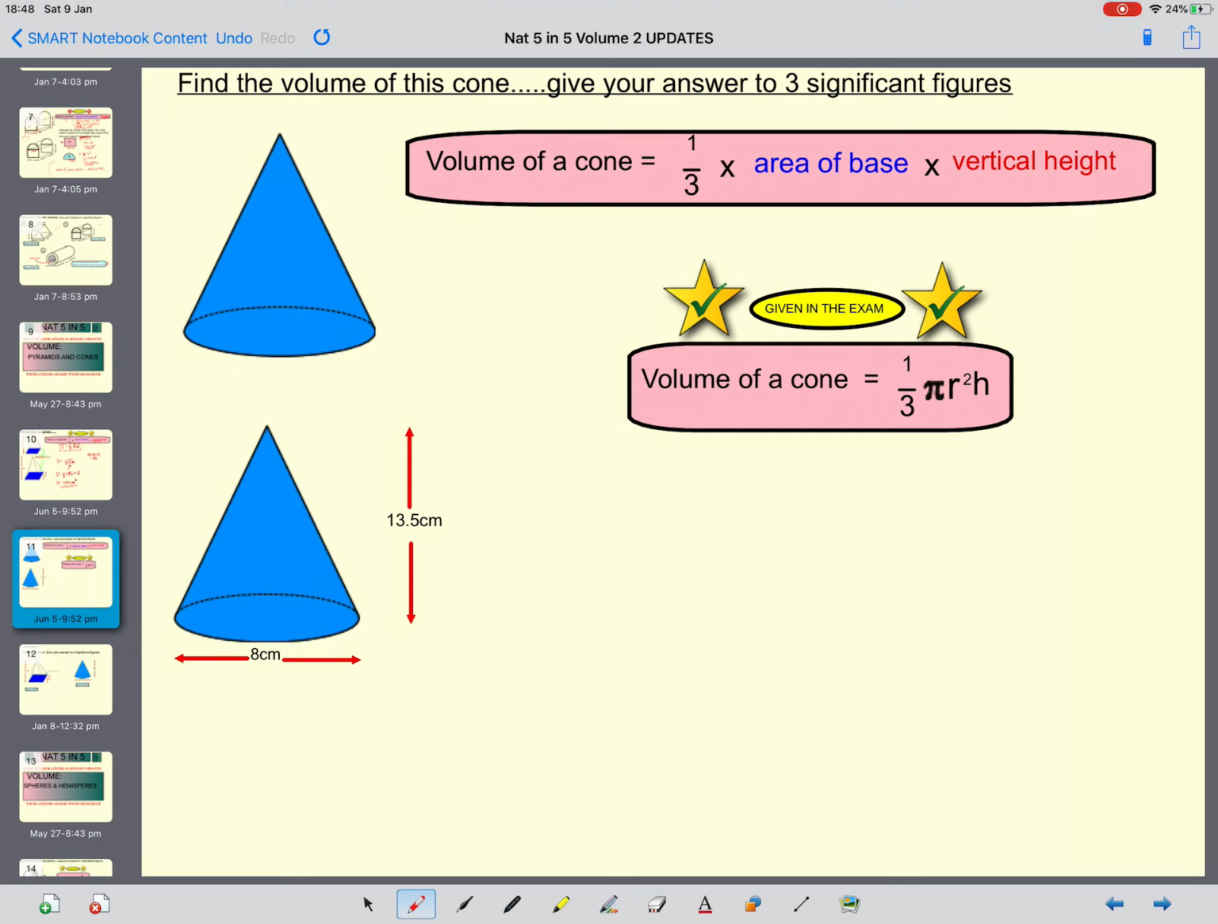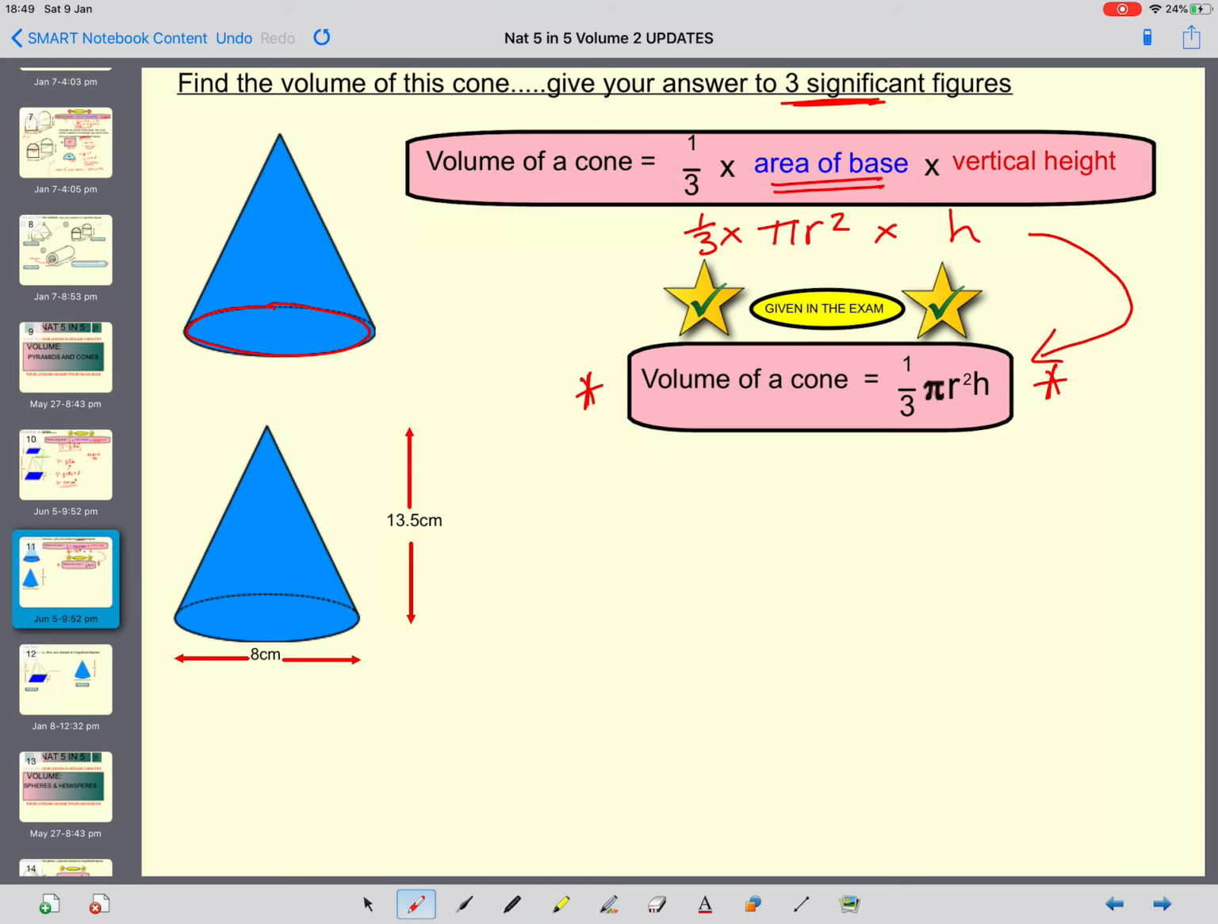Okay, find the volume of this cone and give your answer to 3 significant figures. So again, the cone formula is given in the exam. It's a little bit like a special type of pyramid. So it's like a third multiplied by the area of the base. Now you know the base is in fact a circle. So it's really a third multiplied by the area of the base, which is pi r squared, multiplied by the vertical height, which is h, and that's simplified to this form here.